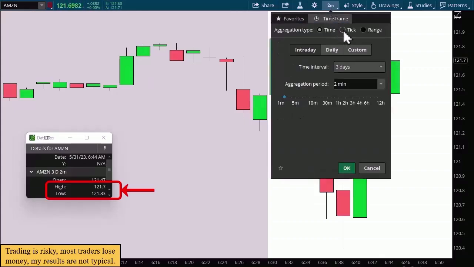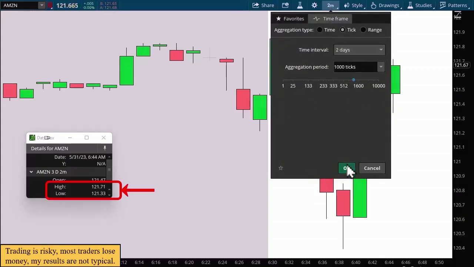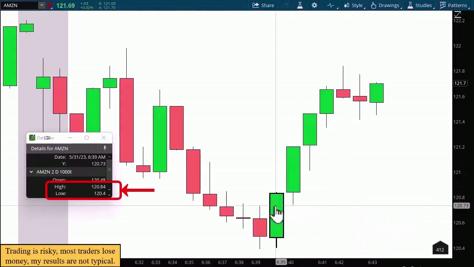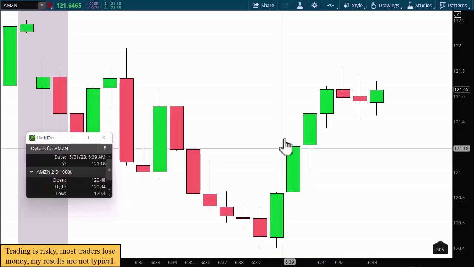I'm going to bring up a tick chart here as well to show you a little bit of difference, because my previous video was on tick charts. So here you see the range of the bar is much more narrow. The high of the bar is 120.84, the low of the bar is 120.40. So therefore, I'm only risking 44 cents on this. If I have a smaller trading account, let's say that you're going to risk 2% of your trading account on any one given trade, then this time interval or this time frame for day trading would be better for my money management, for my risk management.